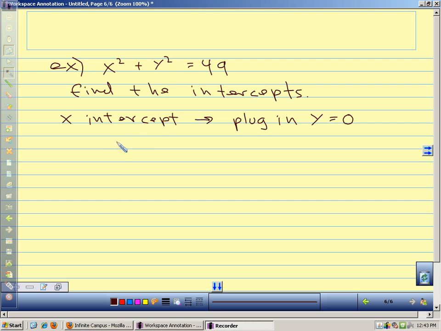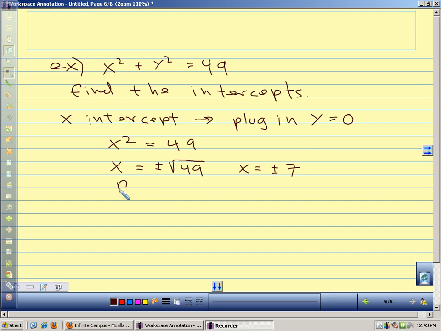So when I plug in y equals 0, I get x squared equals 49. To get rid of this square, what do we do? Square root. So x equals, and when I take a square root of a number, I always get a plus and a minus. So x equals plus or minus the square root of 49, so x equals plus or minus 7. So the x-intercepts are plus or minus 7. When y equals 0, x equals plus or minus 7.